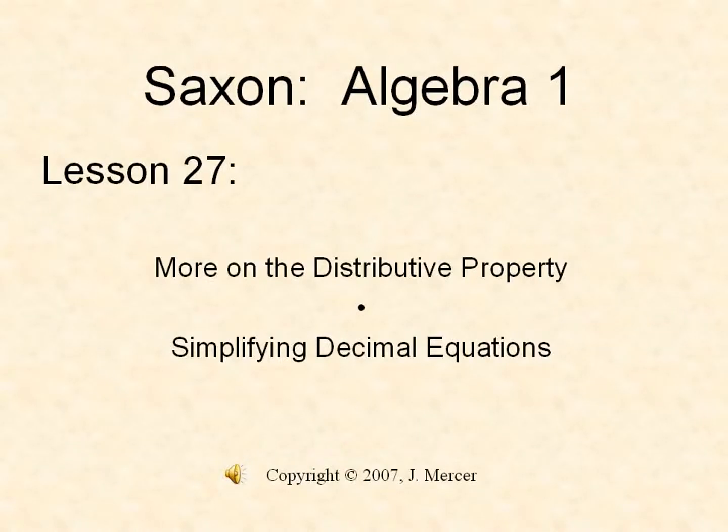Saxon Algebra 1, Lesson 27. In this lesson, we will look again at the distributive property, and we will discuss simplifying decimal equations. The distributive property is the link between addition and multiplication. It is one of the most important properties in algebra, so we will first review it here.